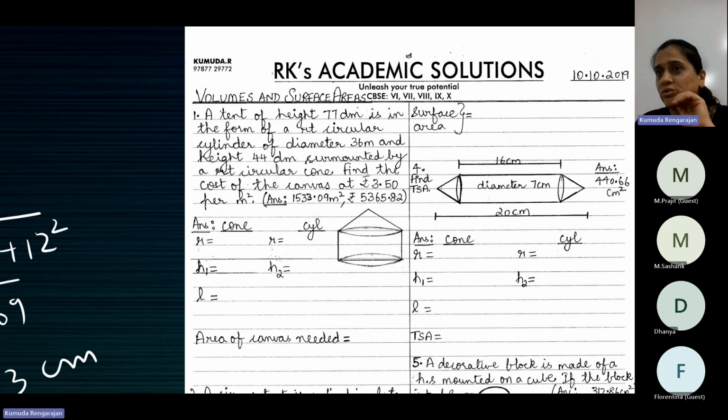What is the height of the cylinder alone? Okay, next, what should you do? Now with 20 and 16, what will you do? Correct, that's it. What is the? I've given there no diameter. I've written that diameter is 7 centimeters. You can see that in the figure.